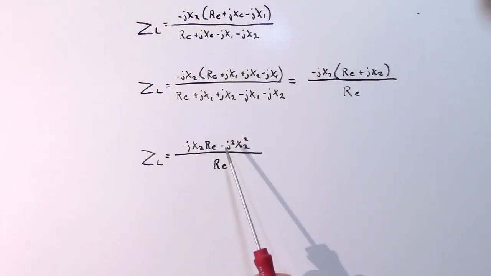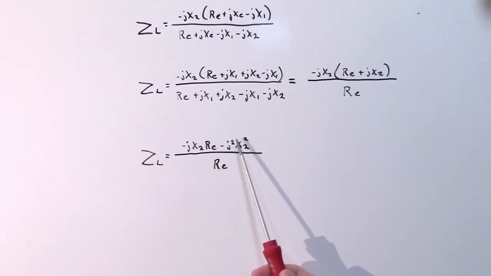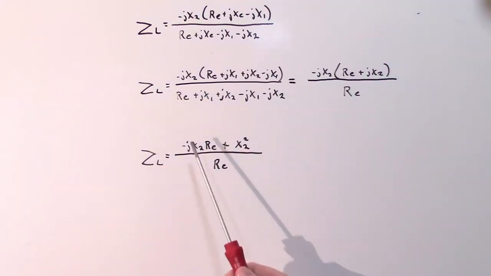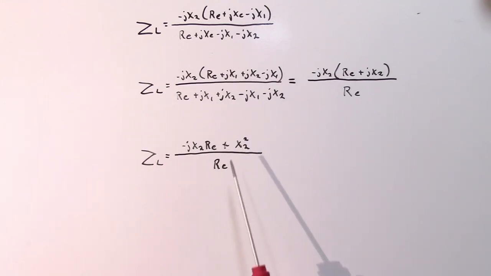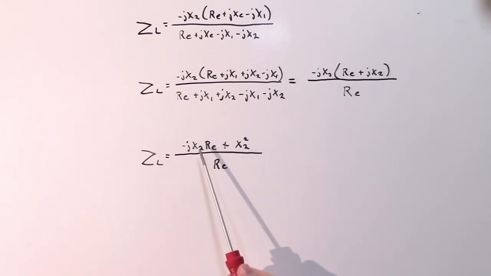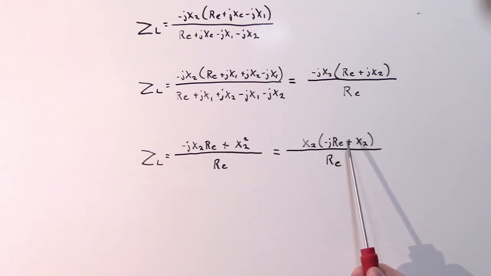We see that we have a negative j squared. Again, j squared is just negative 1, and negative negative 1 is 1. So that simplifies to negative jX2 times RE plus X2 squared over RE. Now we have a common X2 term here in the numerator, so we can rearrange this to be X2 times negative jRE plus X2 over RE.